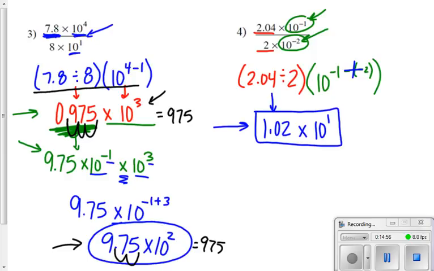This will conclude your lesson, significant digits with multiplying and dividing scientific notation.